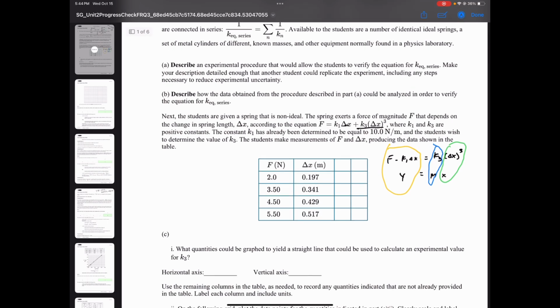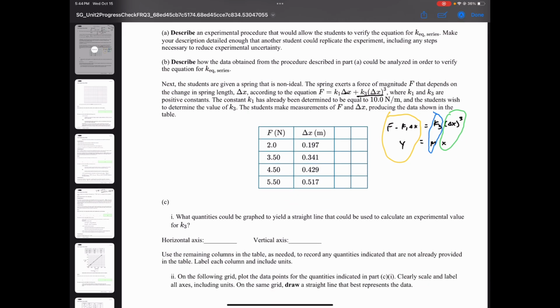For the next one here, where it gives you a non-Hookean spring, this one's not terribly tricky, but you have to kind of know what you're doing. It's asking you to produce some data and what quantities you could graph in order to get a straight line that could calculate the experimental value for K3. So ultimately what you want to do is get K3.